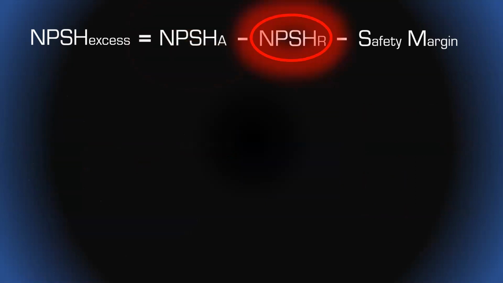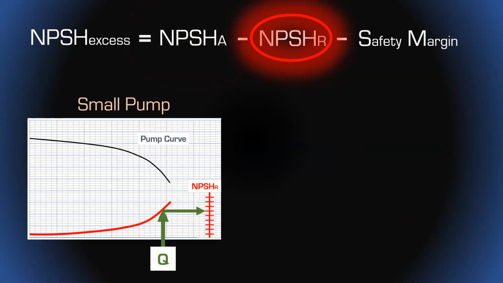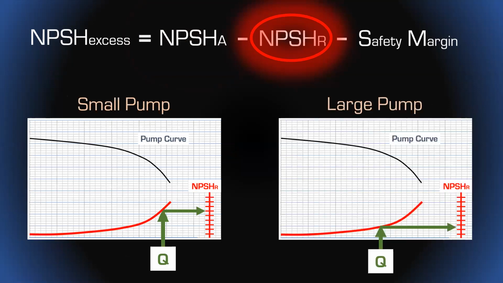NPSH required. Again, we may have a situation where we've selected a pump at a certain flow rate right here, and that NPSH required seems very, very high. Well, what could we do? We've got a small pump. Well, maybe we need to make another selection. Maybe we need to go and choose a larger pump. Therefore, it's not going to be operating so much on the right-hand side where the NPSH requirement is so large. Essentially, the Qs are the same. I've just picked a larger pump, so that Q is more in the center of the larger pump's operating range.